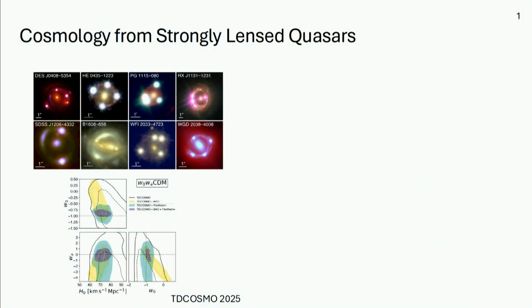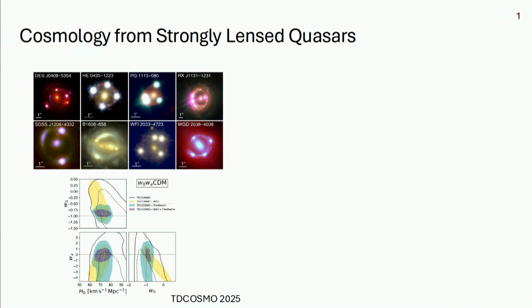So this is a new result as of yesterday from the TD Cosmo collaboration. And using strongly lensed quasars, this is a probe of cosmological expansion. For those that are not cosmologists, those three parameters I'm showing down there are our favorite way right now to describe the expansion of the universe. And this is the current state of the art with these 8 strongly lensed quasars.